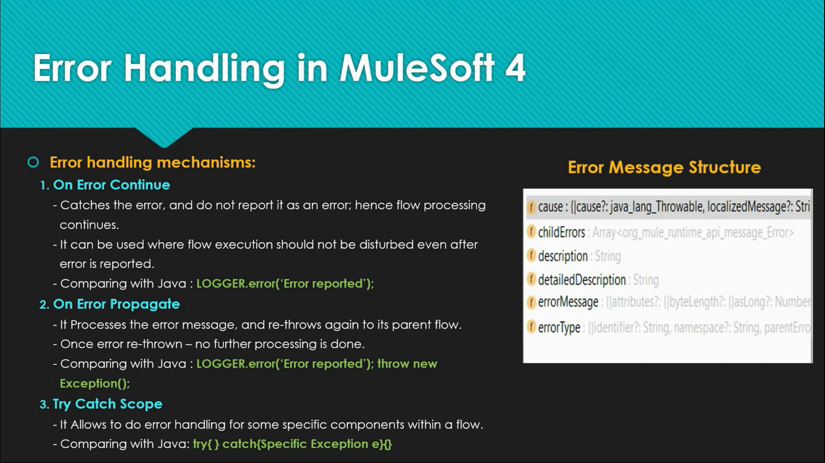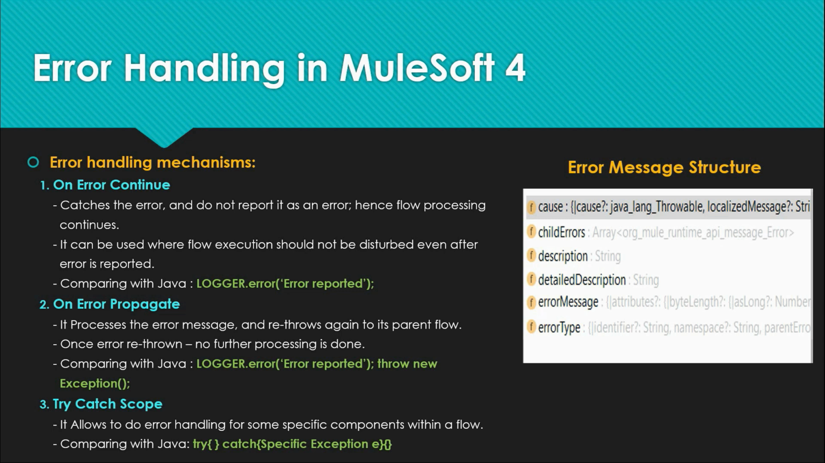Last one is the try-catch scope. Try-catch scope allows error handling for some specific components within a flow. It is useful when you want to add a separate error handling strategy for some message processors in a given flow. If I compare this with Java, it's like enclosing a few lines of code in a try-catch block instead of the entire method. This is about the mechanisms to handle errors in Mule 4.